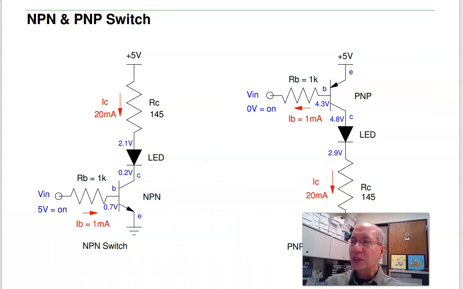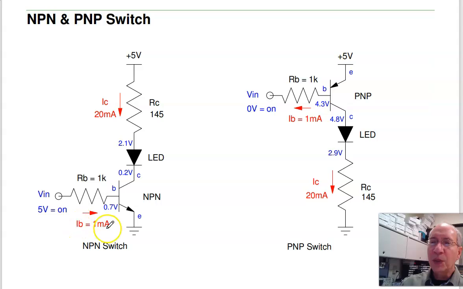So this would be your NPN switch. I want 1 milliamp, 1K, 20 milliamps, 145 ohms. That's NPN. The NPN switch is what goes on the low side. If I want to put the switch on the high side up here, that's the PNP transistor. Now the analysis is almost identical.